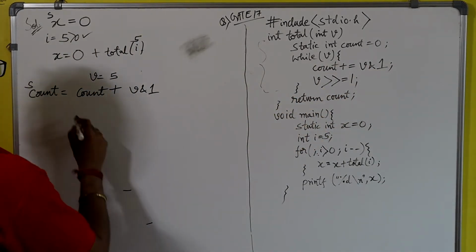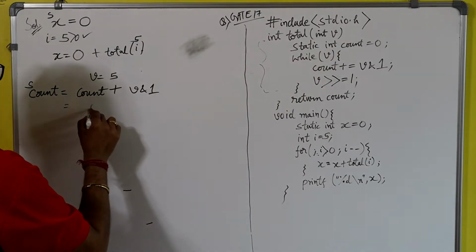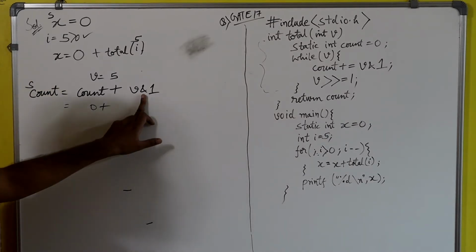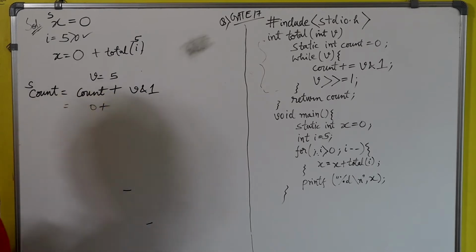So what is the value of count? The count value is 0. 0 plus v and 1. This is the logical AND operator. So how will you interpret this?